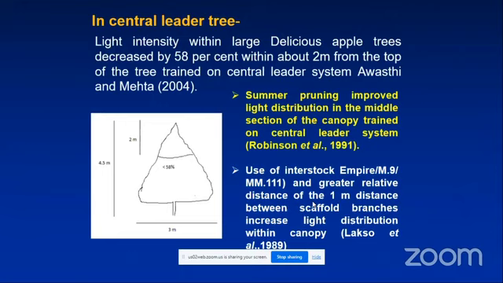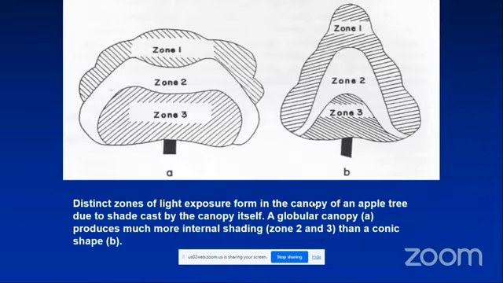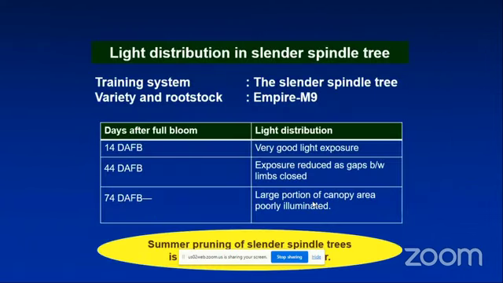Summer pruning is very important. In this case, summer pruning improved light distribution in the middle section of the canopy, trained on a central leader system, with the use of an interstock, that is Empire M9, MM111, and the greater relative distance of 1 meter between the scaffolds, improving light distribution within the canopy. This is zone 1, zone 2, zone 3. I will explain from the photographs.